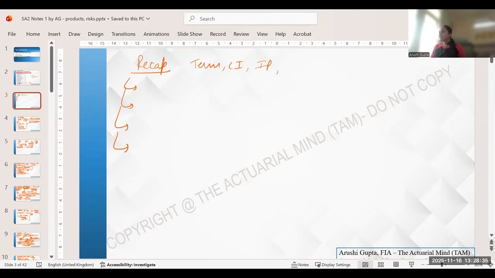What else did we study today? Product design features from the point of view of an insurer. Okay. What else? Risk factors, certain risks, how to mitigate those. Okay. Was there anything else we did? Okay.